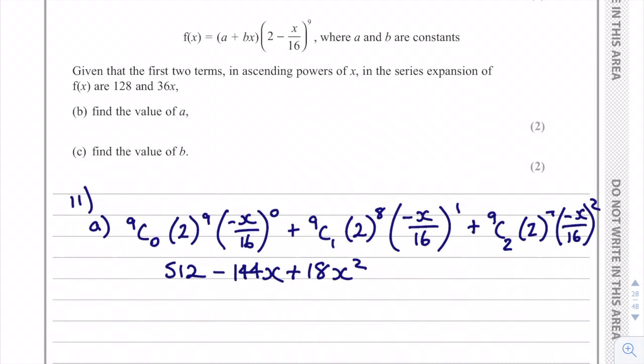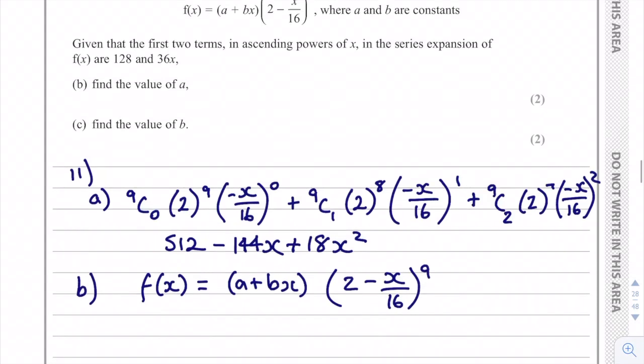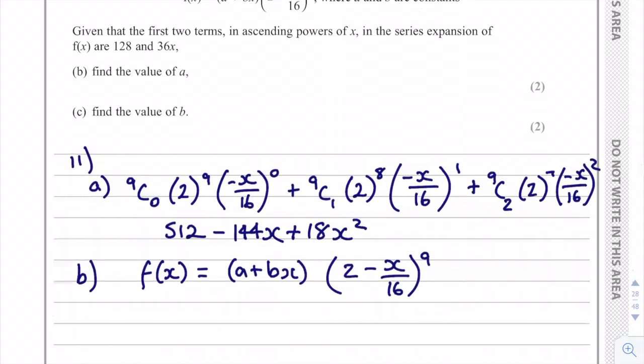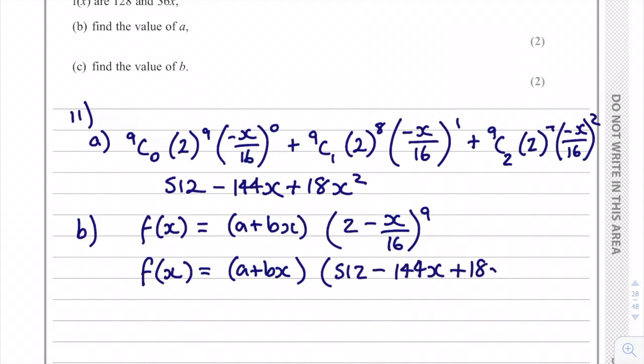Okay, so what I'm going to do is, if we write out this function, we've got f(x) equals a plus bx multiplied by 2 minus x over 16 raised to the power 9. Well, we're told what the first two terms of this function are. The first term is 128 and the second term is 36x. In the first part, I worked out my first three terms for the expansion of 2 minus x over 16 all raised to the power 9. So I can replace that binomial with what I worked out in the first part. So my function is going to equal a plus bx all multiplied by 512 minus 144x plus 18x squared.